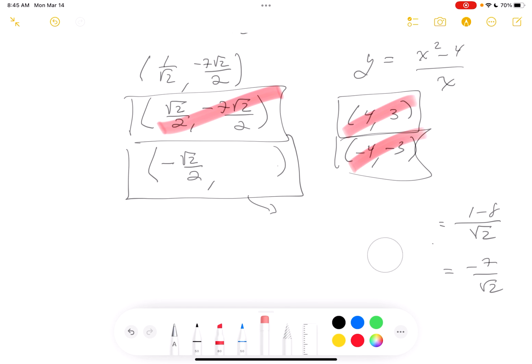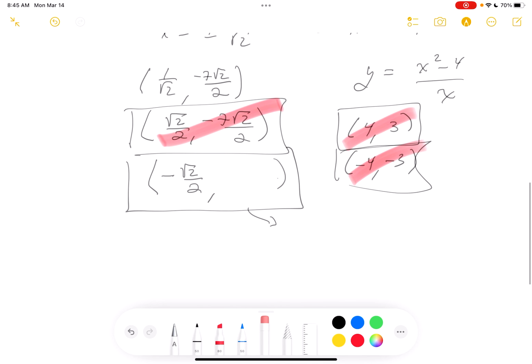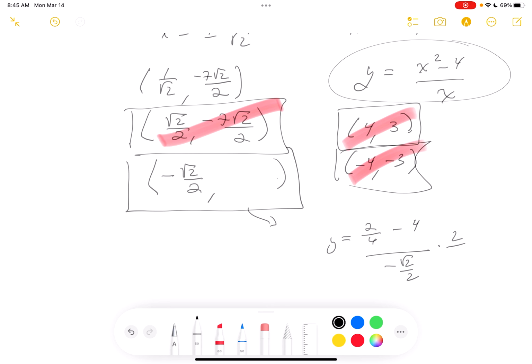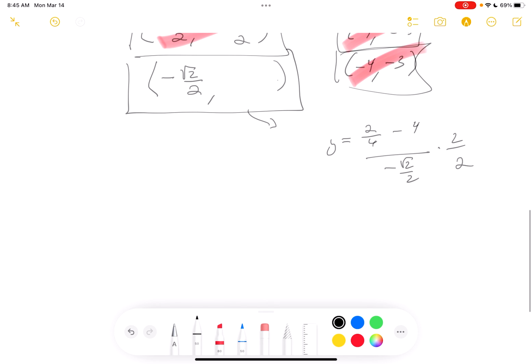Something went wrong. Maybe in my arithmetic, all right? But we're checking this out over here. We got to plug it in, and I think my problem was I forgot to divide by the proper number. So you're still going to get 2/4. This is the y part. We're doing this over here. Minus 4. And on the bottom, last time I wrote down root 2 over 2. It's actually minus root 2 over 2. Multiply top and bottom by 2.